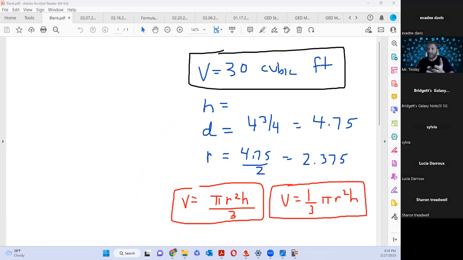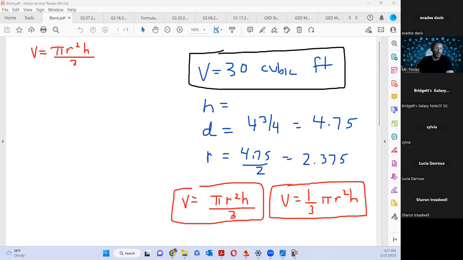So I already have the volume. This is what they want you to do. They need you to solve for H. So the question is, how do I get H by itself? Mr. Tiz, I've never seen anything like this. How do I have just the H all by itself? What do I need to get rid of to get the H by itself? Anybody know?